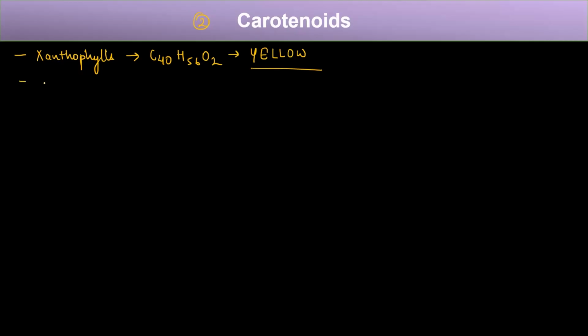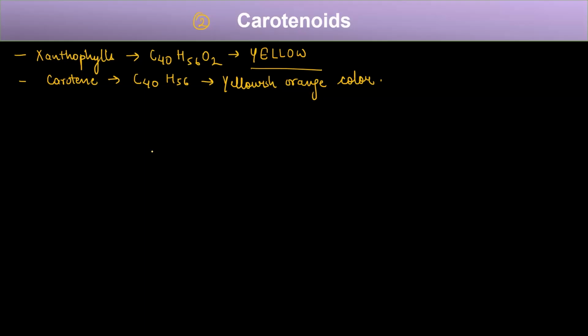Now the second type of carotenoid is carotene. And the chemical formula of carotene is C40H56. Okay. And the color that it gives is yellowish orange. So this is all about the carotenoids.